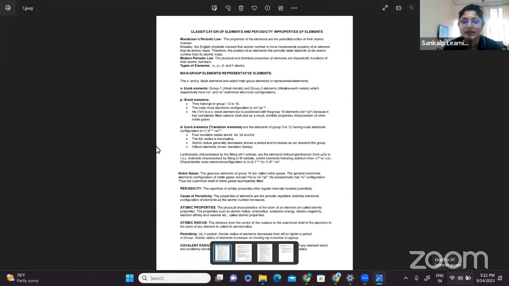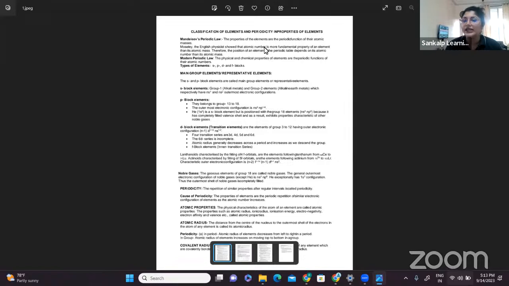There were certain similarities. So what it shows is that when you arrange the elements according to atomic weights, some of the elements resemble each other. They have similar physical and chemical properties. So this was the study done by Lothar Meyer.